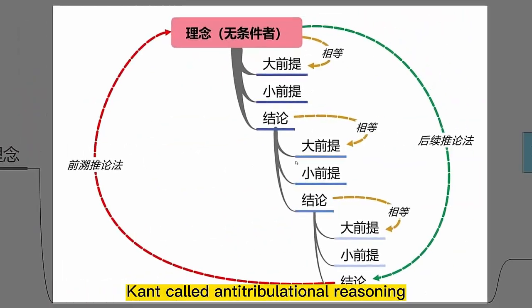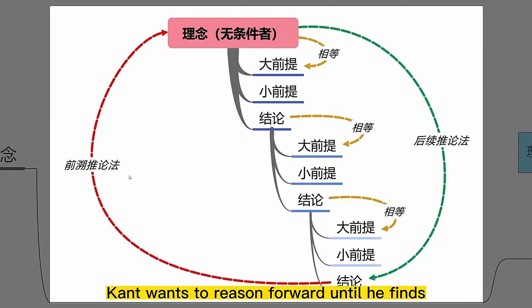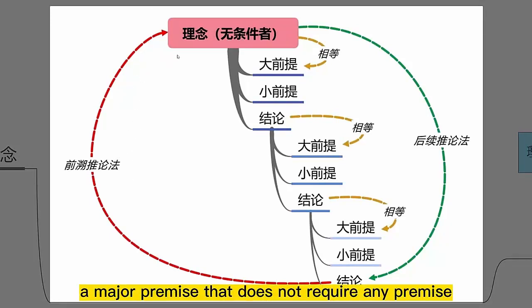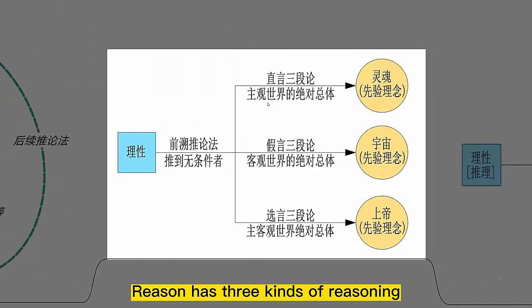Kant called antitribulational reasoning, that is, reasoning from backward to forward, the method of retrospective reasoning. Kant wants to reason forward until he finds a major premise that does not require any premise, the unconditioned, which Kant calls the idea. Reason has three kinds of reasoning, and using the method of forward inference yields three transcendental ideas: the soul, the universe, and God.